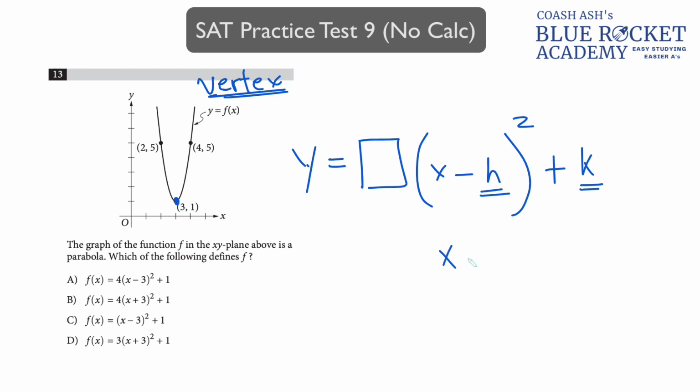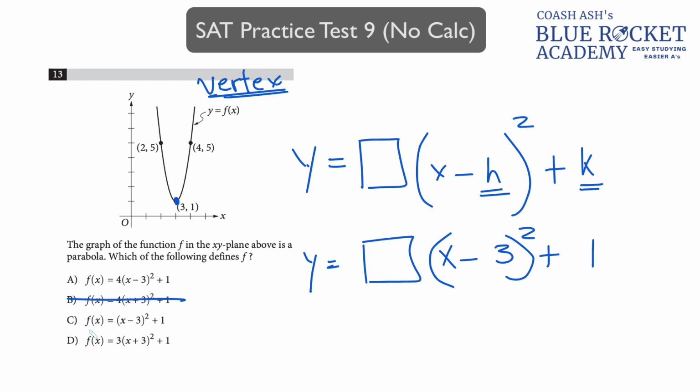So you're going to get (x - 3)² + k, which is 1. And so you get y is equal to this. Now just looking at this, you can eliminate this choice and this other choice over here. So you've got these two choices.